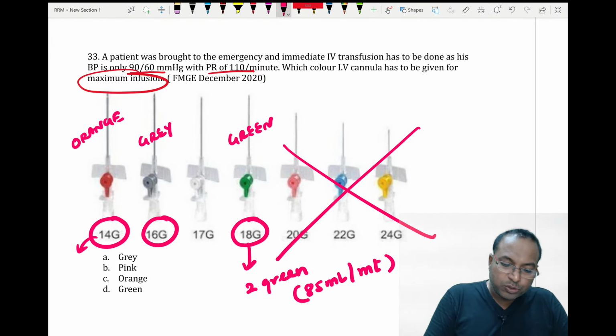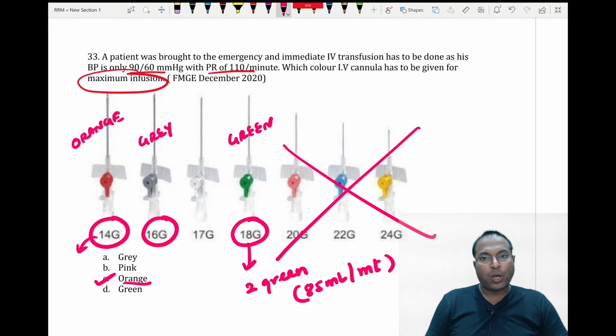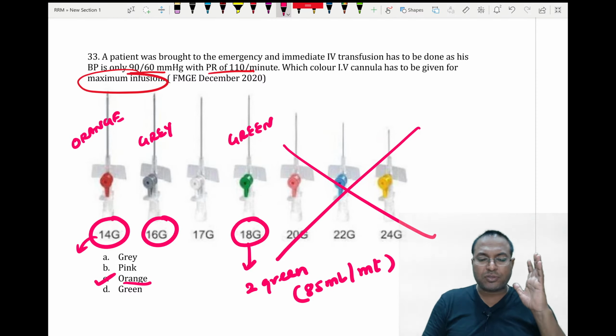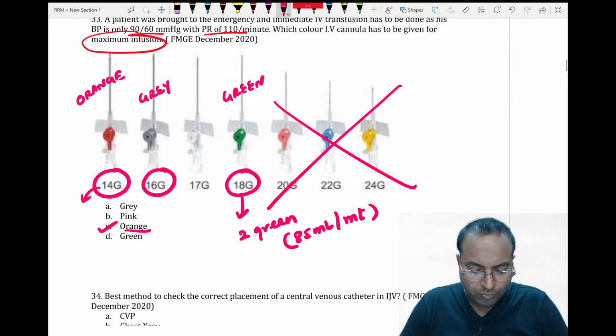It is a repeat question. So the best answer here is orange. Orange is 14 gauge cannula. So cannula is a favorite question for national board examiners overall. Definitely you will get questions from cannulas. IV cannulas, please don't forget.